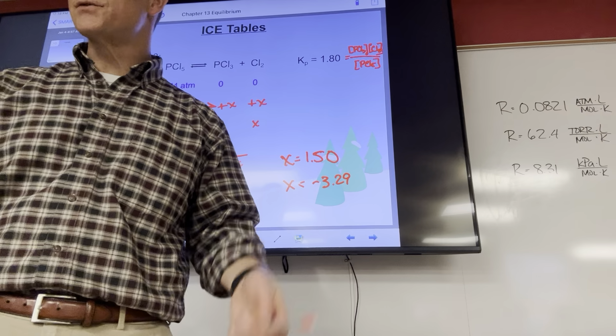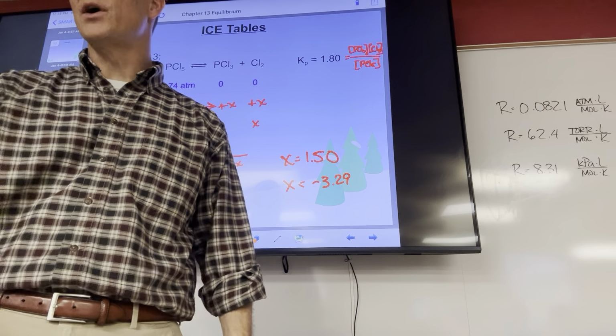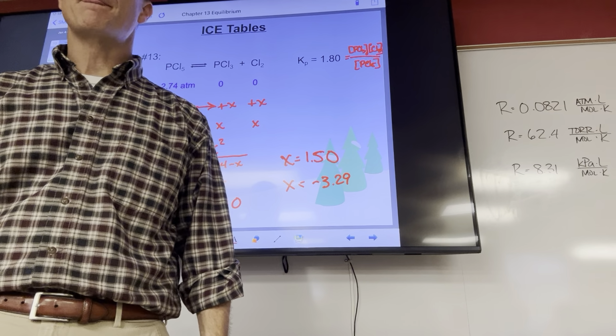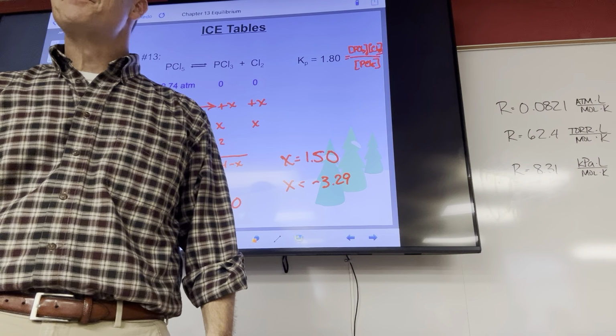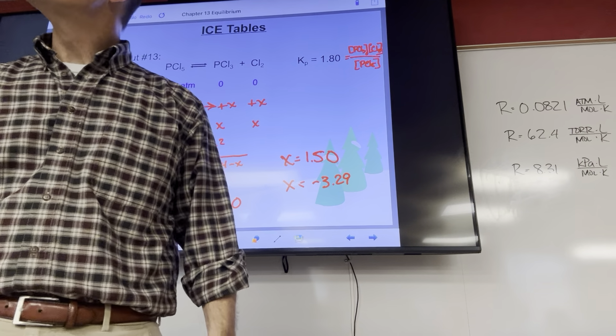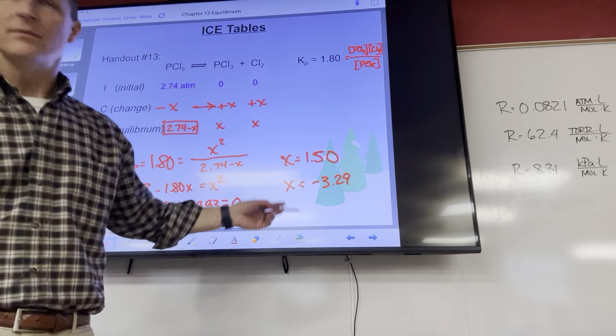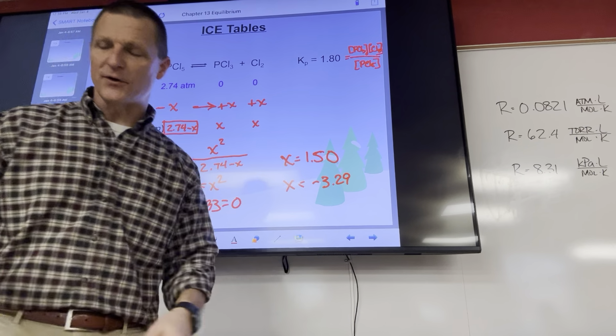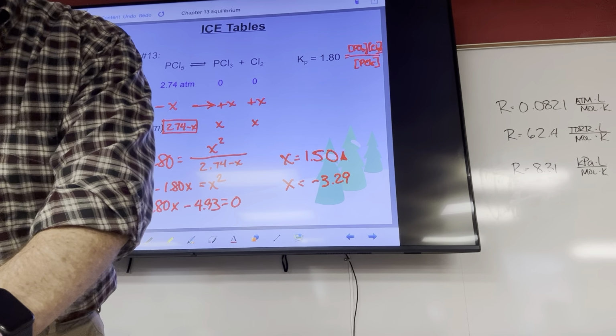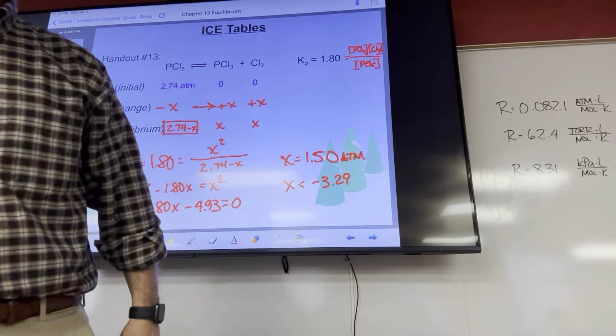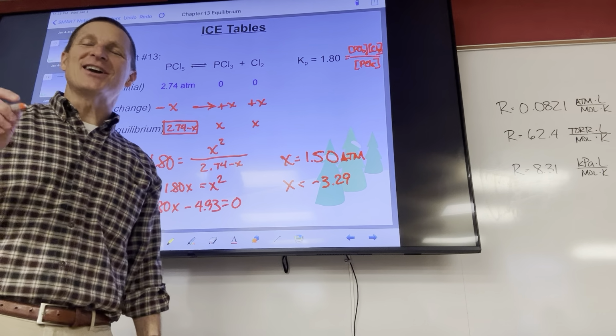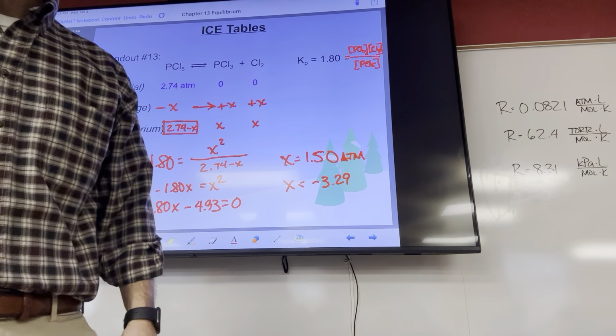Same process for Kc. Yeah, and the next one will have a Kc. And go ahead. This is ATM, right? This will be an ATM. Yep. So when you get an answer for X, 1.5 ATM, I want you to take a look at what the answer choices are.